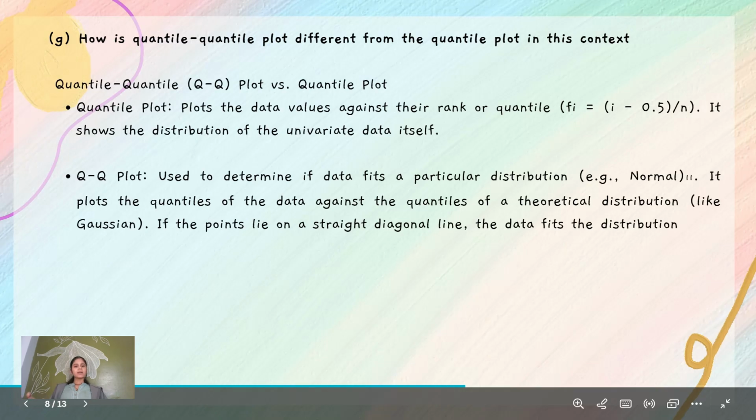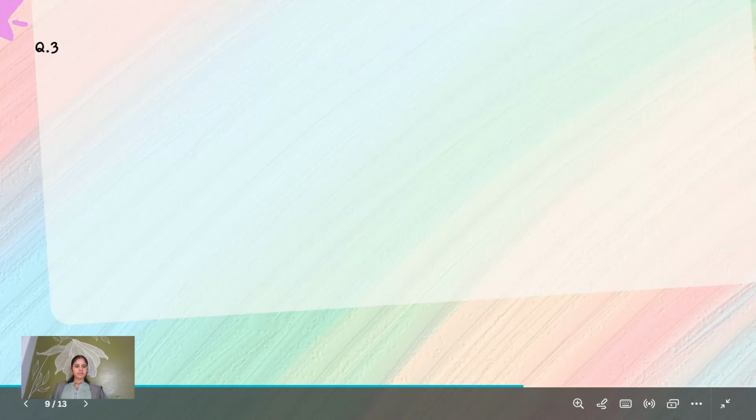While the quantile plot plots the data values against their rank or quantile. It shows the distribution of the univariate data itself. Now move to the next question.